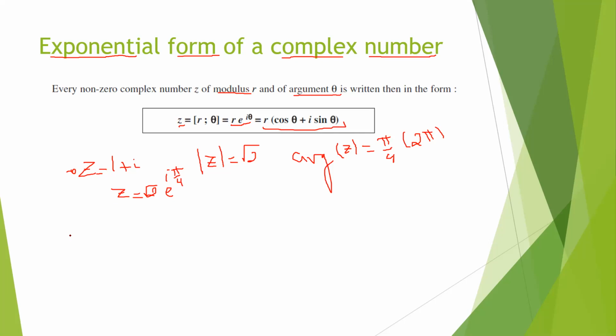If we have the opposite, Z equals 2 e^(i pi over 3), how to change it to algebraic form? The modulus of Z is 2, and the argument of Z is pi over 3. So how to write it in the algebraic form?